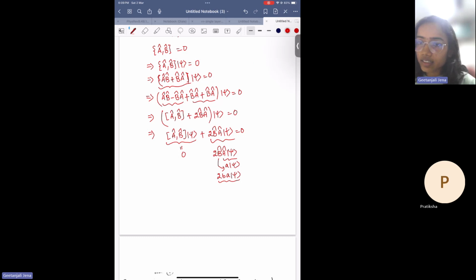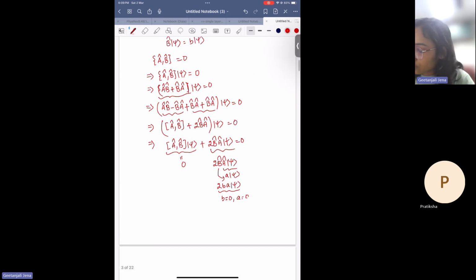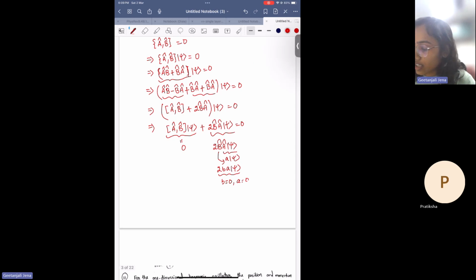So this second term will be 0 when either B equals 0 or A equals 0. So any one condition is fine. So when either B equals 0 or A equals 0, that means the second term will vanish. And what you are left with is the first term, which is negative psi equal to 0.